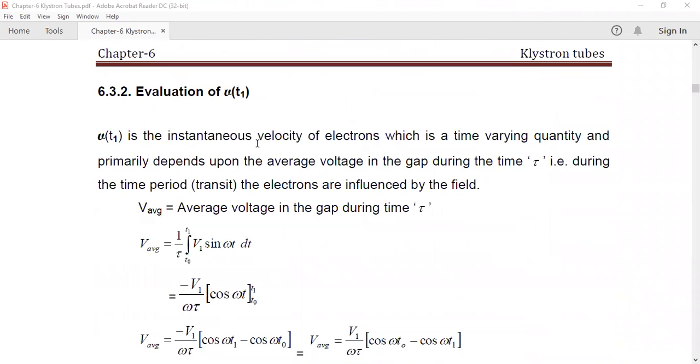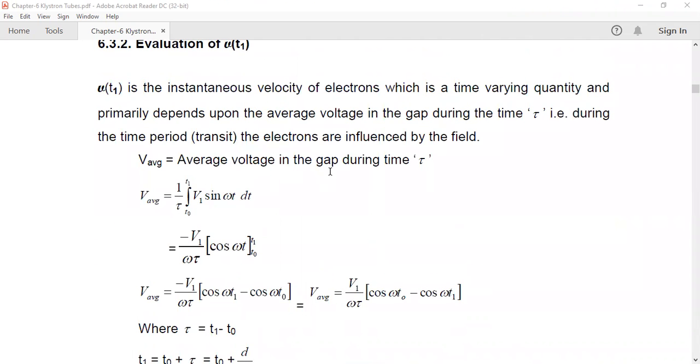Now see here, you have to find out the average voltage in the gap during the time tau. So the average voltage is 1 by tau, integral from T naught to T1 of the RF voltage V1 sin omega t dt. Taking V1 out, V1 by, what is the integral of sin omega t? That is minus cos omega t by omega.